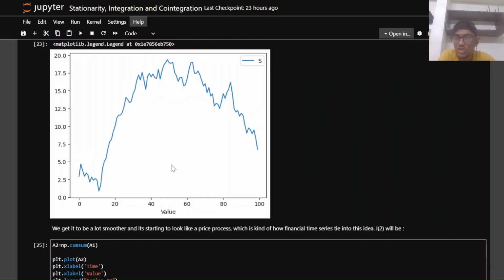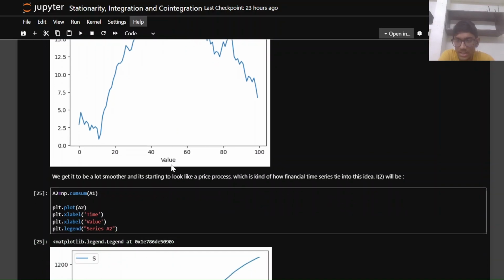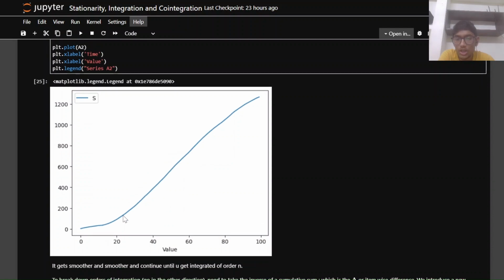And if one wants to plot the I2 for this I1, or basically cumulatively summing up the A1 time series, which is I1, you get this plot here, which is a lot smoother, and one could just keep on going until the person gets the integrated of order n time series.